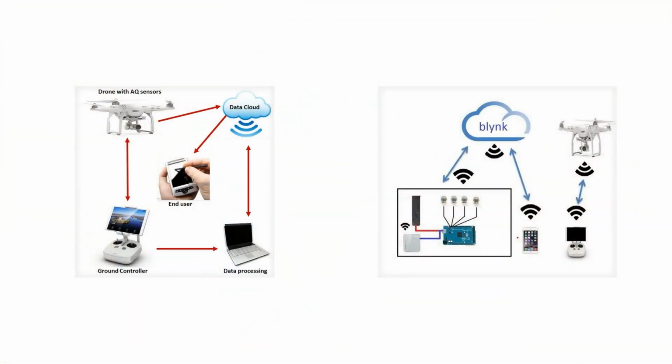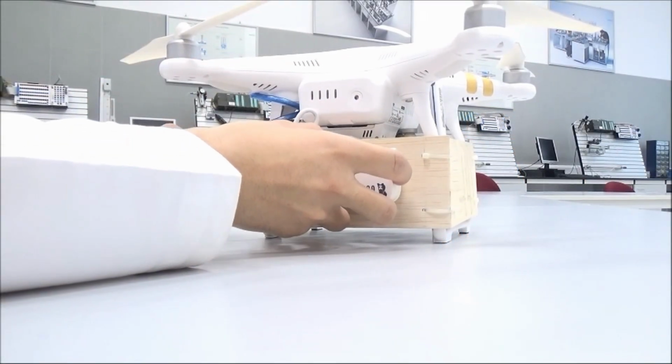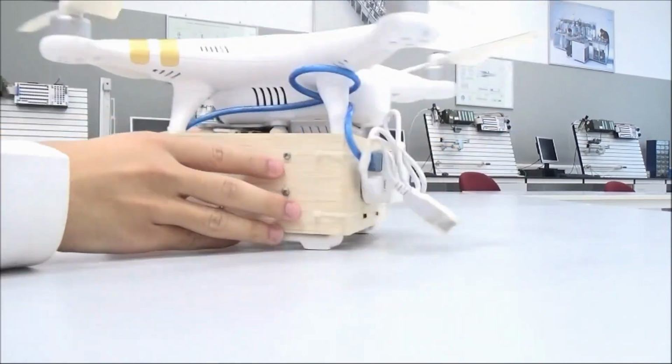Our concept uses a drone that is mounted with air quality sensors for data collection. The drone communicates real-time 3D space coordinates and a video feed directly to the ground controller. Meanwhile, air quality sensor data is relayed to data storage in the cloud, which can be viewed in real time by an end user. Location data and emissions data can then be processed for further analysis.